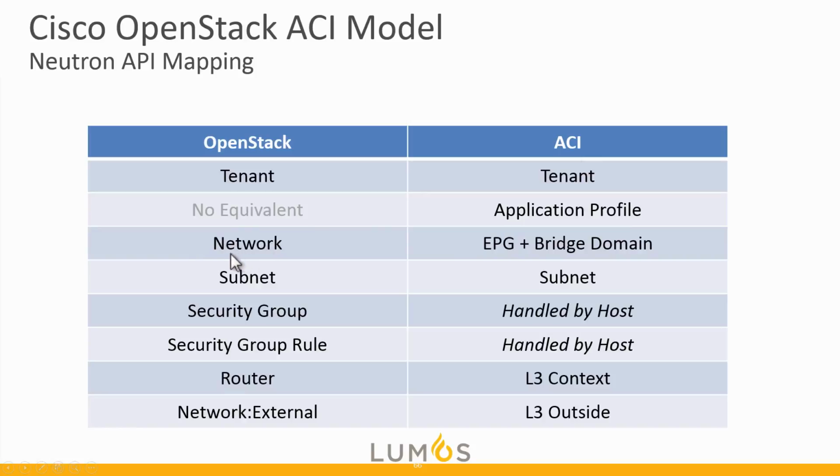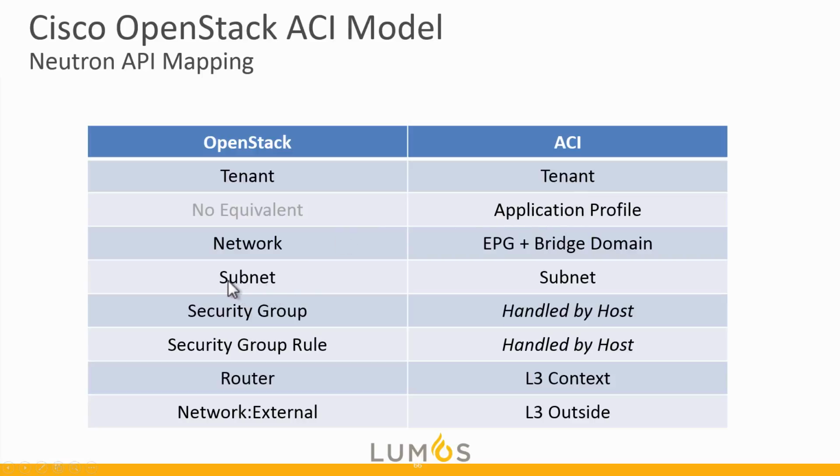Now, everything is done from the OpenStack side, from the Horizon dashboard, and it's pushed to ACI. So if we create a network in OpenStack, and we'll take a look at a workflow here in a moment, that is going to push an EPG and a bridge domain, essentially of the same name, to the ACI APIC. If we create a subnet in OpenStack, it will push a subnet to ACI. We do note that we don't have the equivalent of an application profile, but EPGs fall under the application profile, so when we create the tenant in OpenStack, it will automatically create the application profile with essentially the same name in ACI.